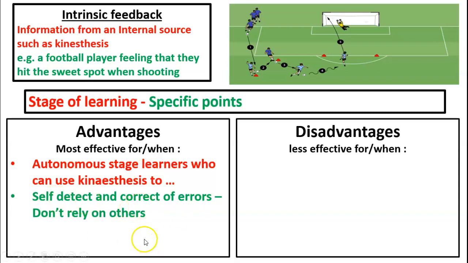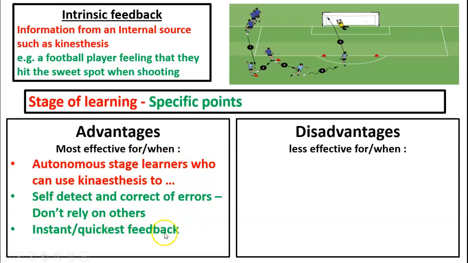Okay, on top of that, the final thing, which is a really, really important one, intrinsic feedback is really, really effective because it's instant. It's the quickest feedback, okay? So it's instant feedback. So there's no delay in waiting for it, okay? You get it straight away. It's readily available if you want to ask that on, because as soon as you do it, you feel it, okay? Whether it's right, if you can use it, of course, if you're an autonomous stage learner, okay? So it's instant. It's the quickest type of feedback.